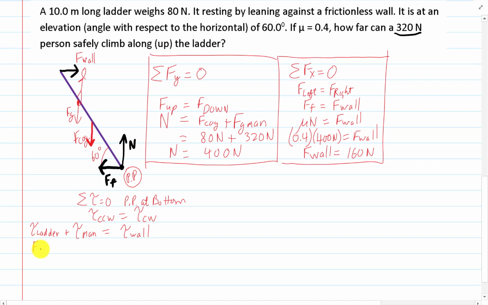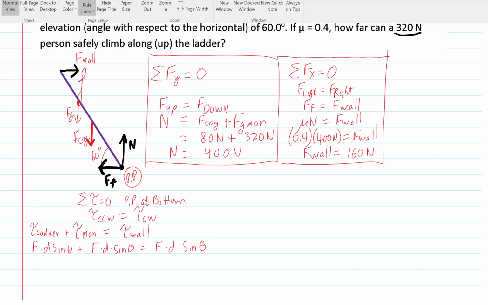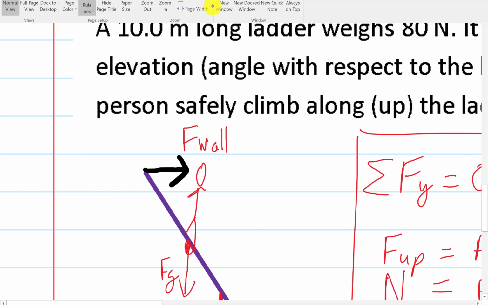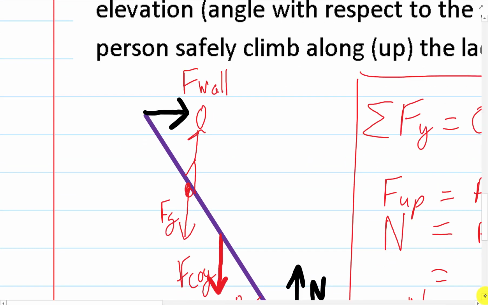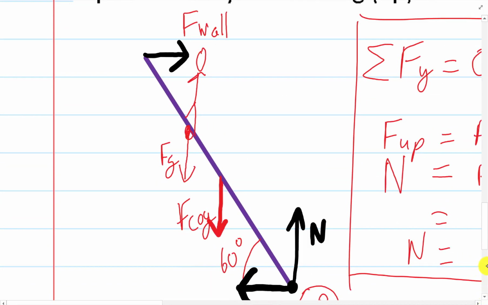That's going to be force times distance times the sine of the angle, plus force times distance times the sine of the angle, equals force times distance times the sine of the angle. Now the angles are what we're going to have to figure out. So I'm just going to zoom in here and figure out these angles.